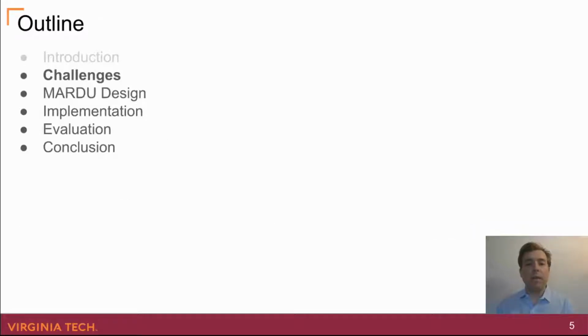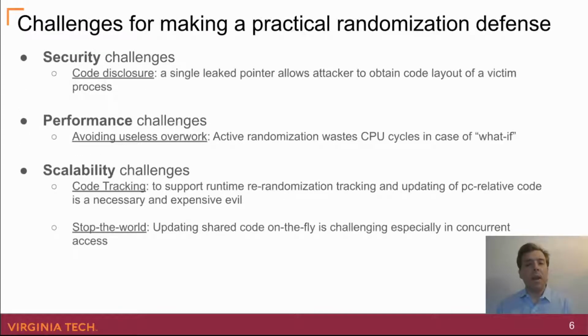So now that we've set the stage for return-oriented programming attacks, we can further discuss the challenges related to re-randomization techniques. Our work, MARDU, sets to address all three key challenges. We'll briefly describe how MARDU achieves each, and we'll go into more detail next. So for security, a single code leak can disclose the entire code layout. MARDU utilizes execute-only memory to protect all sensitive code regions an attacker needs to create a ROP attack.